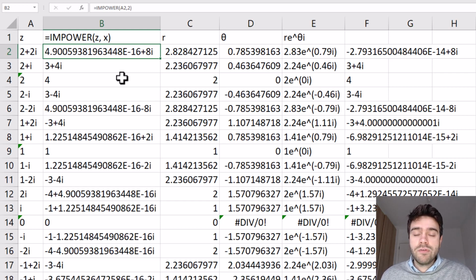So the IMPOWER function is an excellent function to use whenever you want to raise a complex number to a real power, where the first argument of the IMPOWER function is the complex number and the second argument is a real number to which you want to raise this complex number.